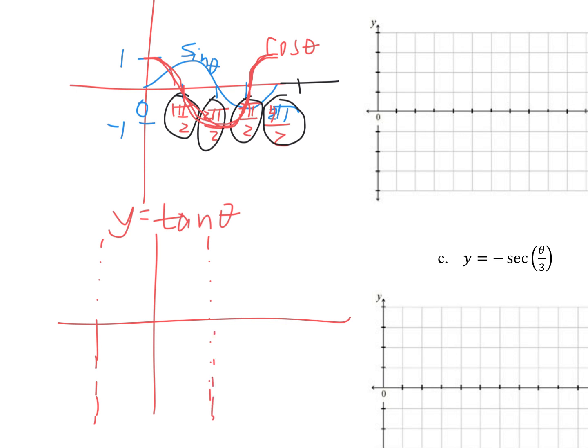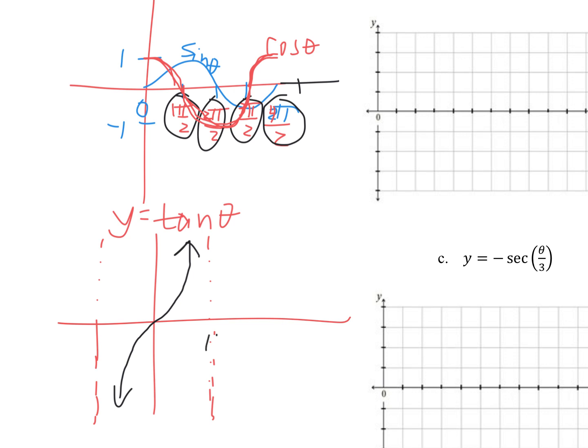Yes? Is finding the amplitude and period the same for tangent? Good question. Tangent doesn't have an amplitude. It's weird, but the number in front of it isn't an amplitude, because amplitude is how high the thing goes, and this thing goes up forever. So tangent doesn't have an amplitude. And tangent doesn't have a 2 pi period.